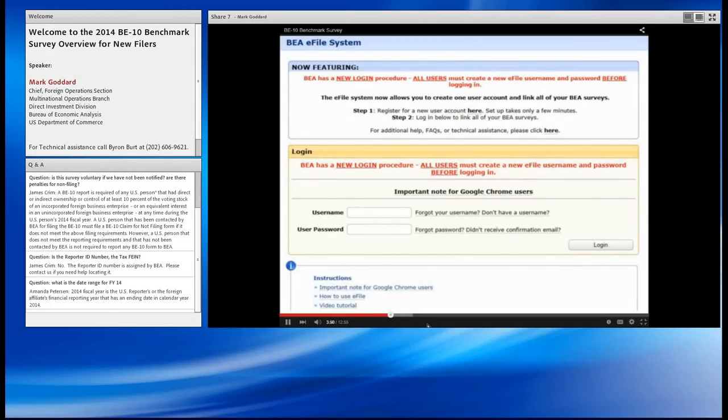To log into the e-file system, enter your username and password, and then click Login. If you have forgotten your username or password, you can click here to recover either. New users of the e-file system must create a username and password. Click on the link in Step 1 to register for a new account. You should also click on this link if you have used e-file in the past, but have not used it since BEA implemented its new username login procedure in late 2014. First-time filers can either submit a paper copy or contact BEA to set up an e-file account. If you have additional questions, you can click on the link for how to use e-file or watch the video tutorial.